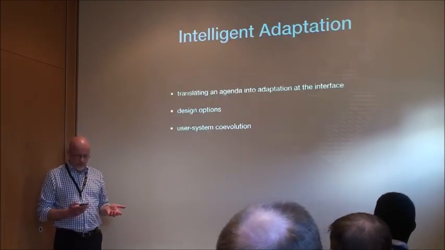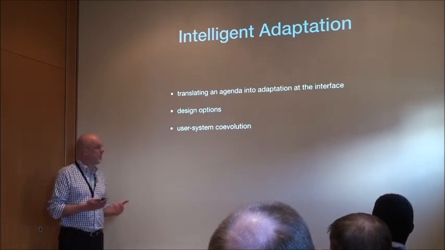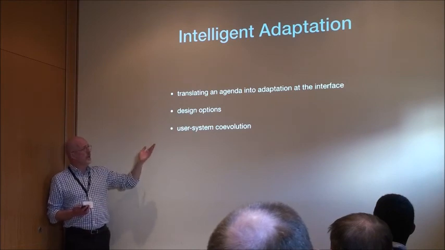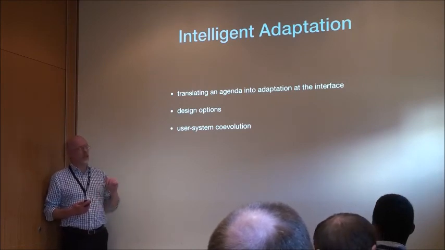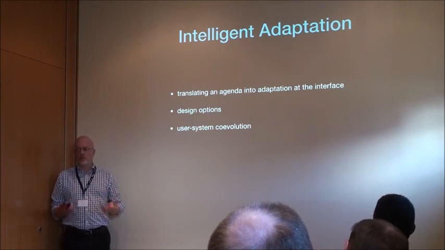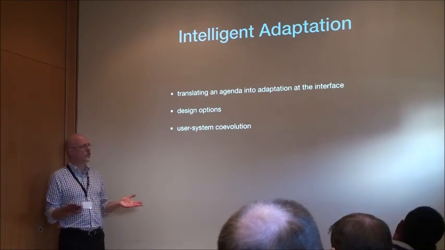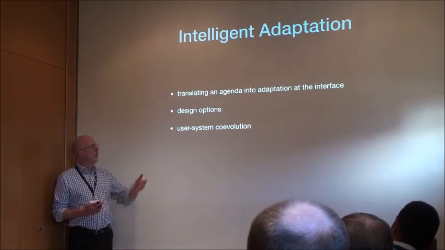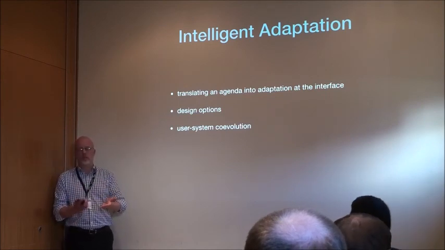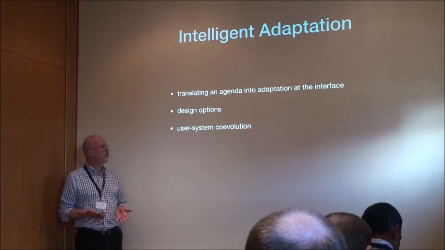So when I'm talking about intelligent adaptation, what I'm talking about is translating an agenda into adaptation at the interface. And again, this is really important. The agenda must be acceptable to the user in the first place. And there's a whole host of ethical issues around how that's going to work. We have a series of different design options. We can make the system give explicit feedback at the interface. We can do things that are more subtle that the user may not notice.